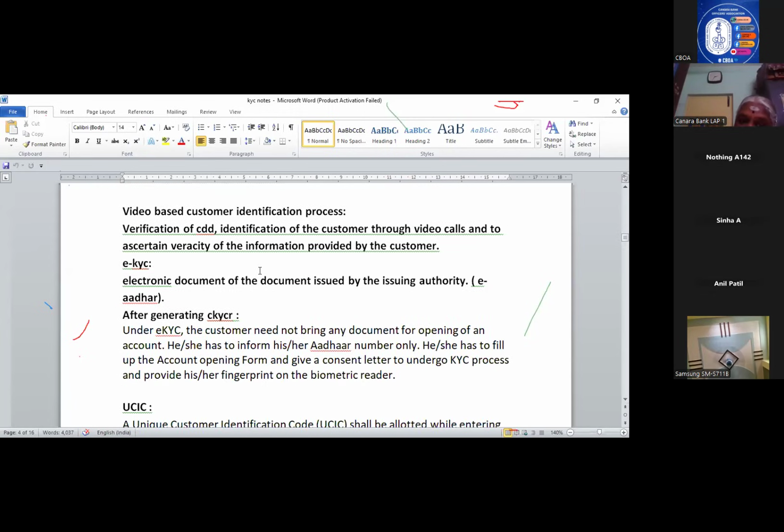Video-based customer identification process. This is another process which is done through KYC. This is verification of the person and customer due diligence, identification of the documents. Everything is done through video call. And we are seeing the electronic document issued by the issuing authority through the video and confirm that everything is seen through the video, and then we confirm the identification. This is called as the video-based customer identification.